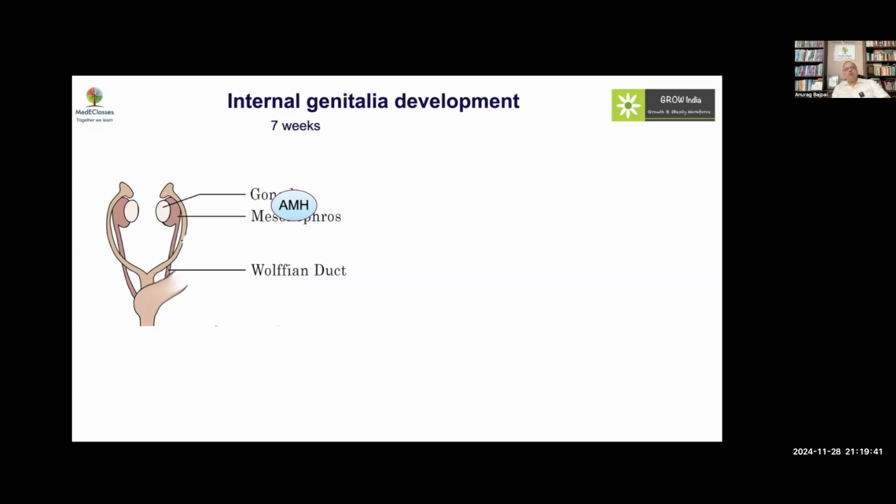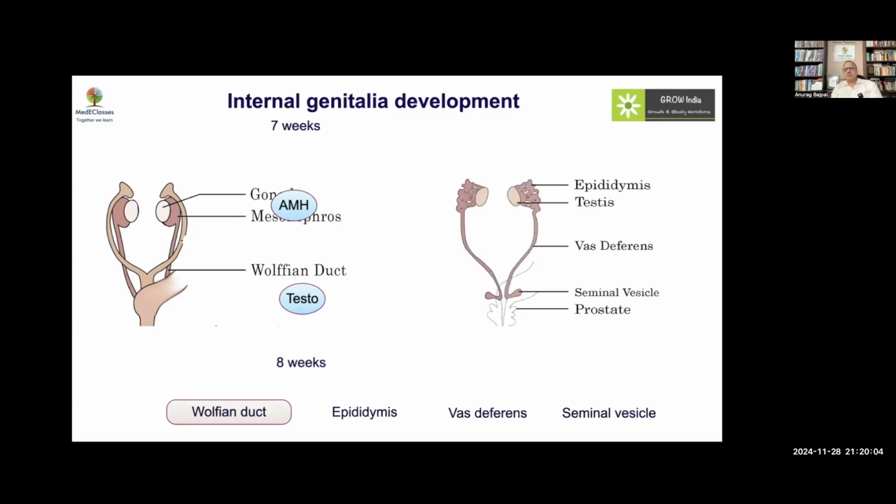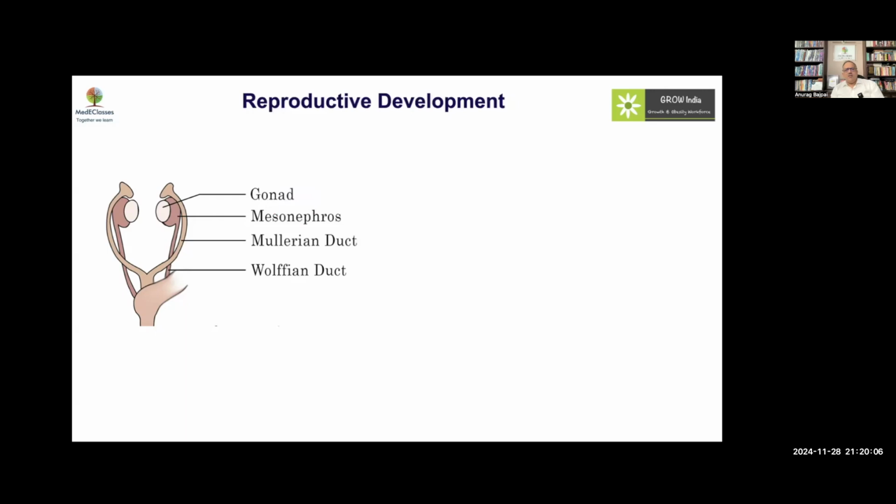If there is no Mullerian structure in an individual, that means that the testes were there sometime. They may be abdominal or they are currently present. So absence of Mullerian structure is indicative of an underlying testis which produced AMH. By 8 weeks, testosterone comes into the picture, which acts on the Wolffian duct to produce epididymis, vas deferens, and seminal vesicle.